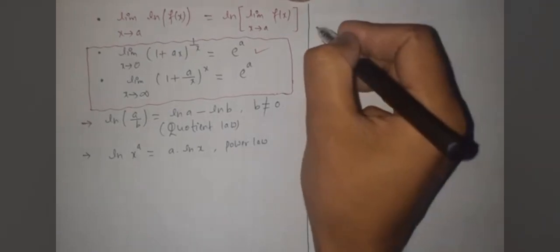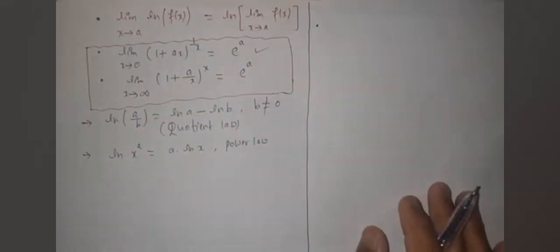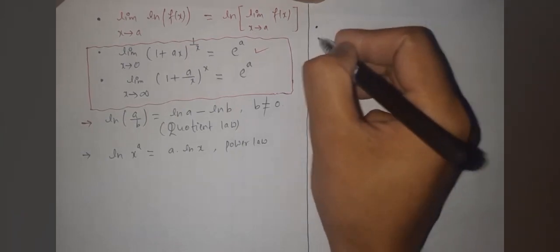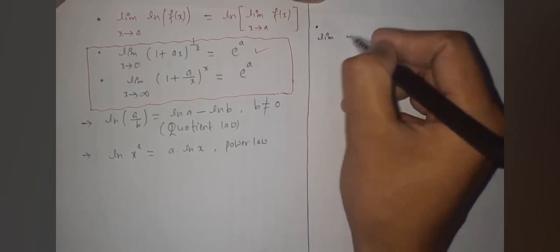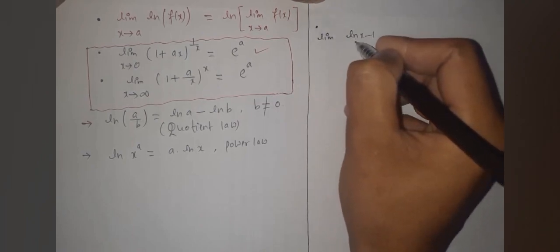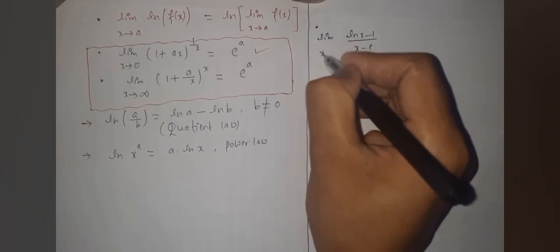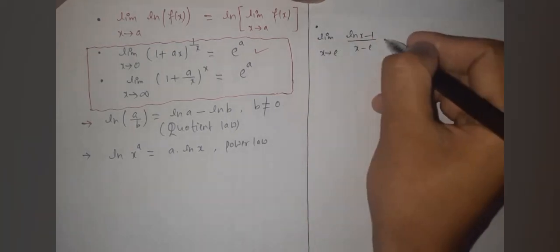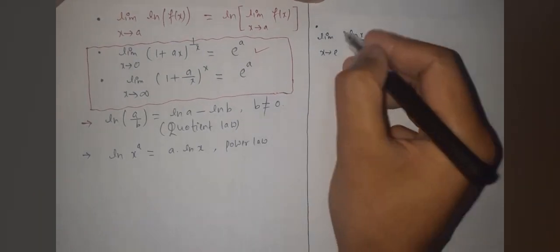Let's solve a particular problem related to these formulas and properties. Let's take a problem. The problem is to find the limit of a function. The function is given here: ln x minus 1 over x minus e, and here the variable x approaches a number e, where e is the Euler number. Here we are going to evaluate the limit of this given function.